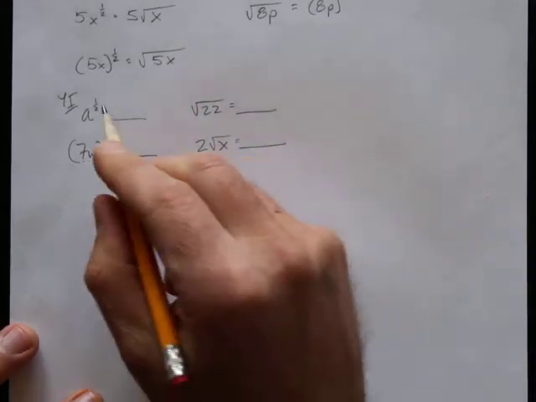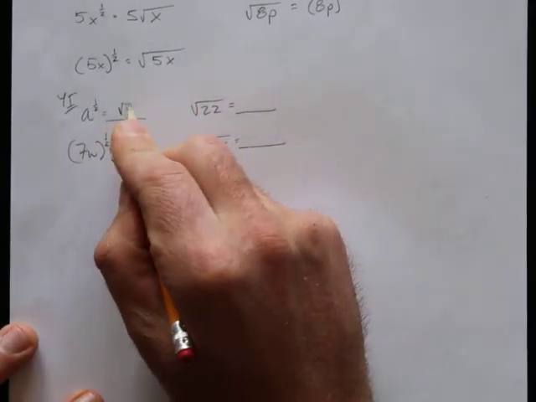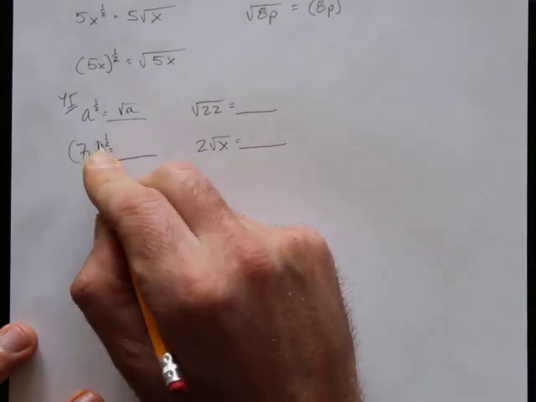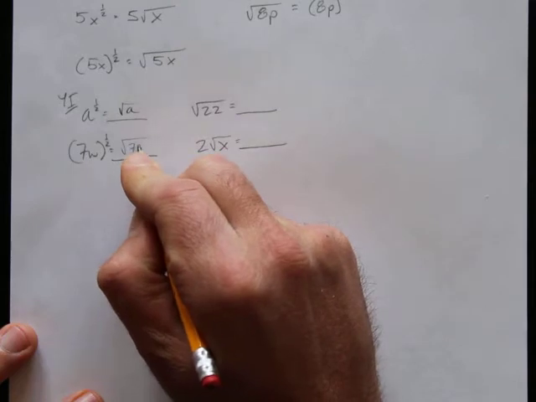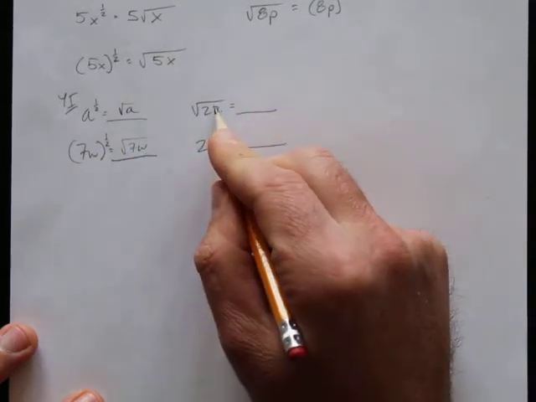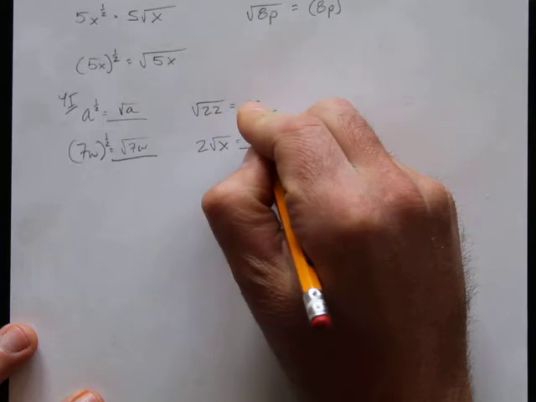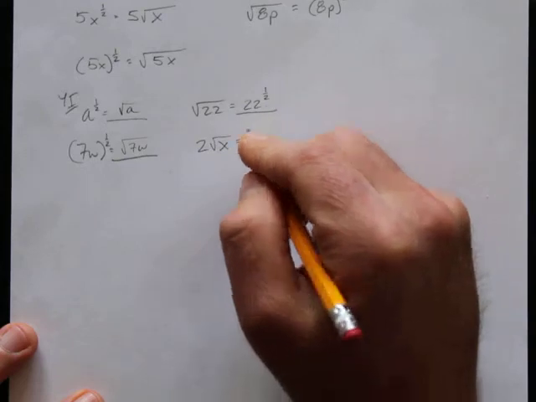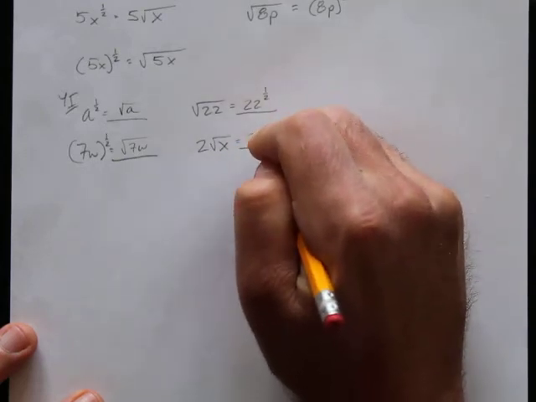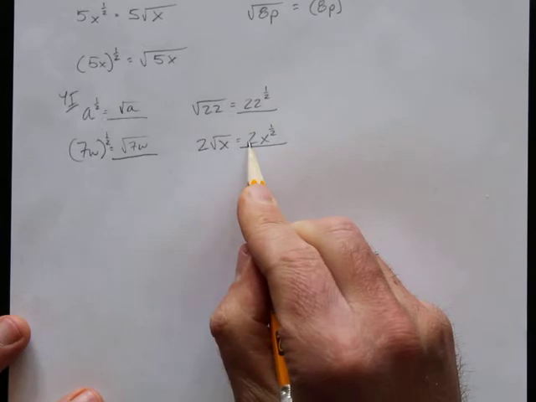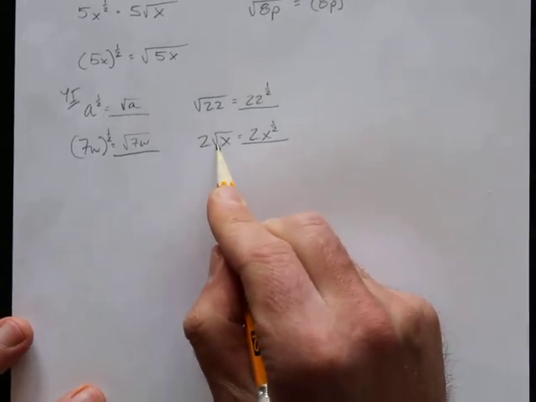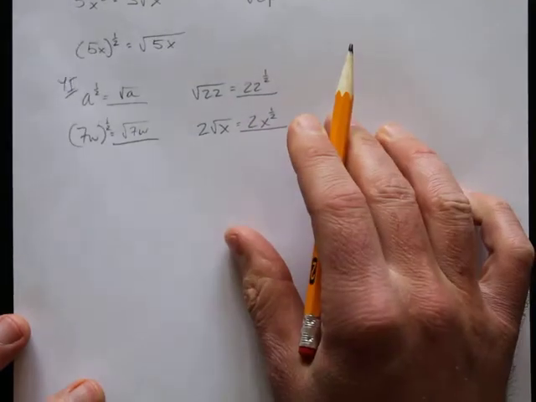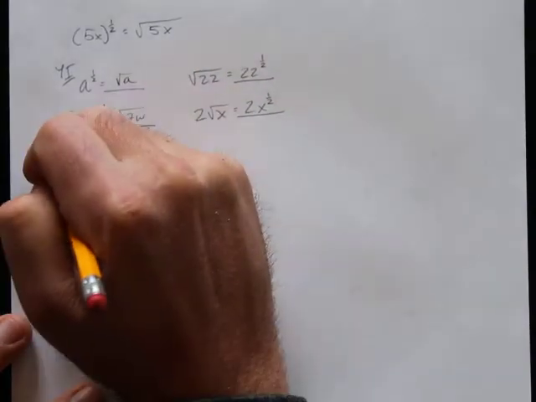All right, let's see how you did. a to the 1/2 power is the square root of a. 7w to the 1/2 power, notice that this is in parentheses, is the square root of 7w. The square root of 22 can be rewritten as 22 to the 1/2 power, and 2 times the square root of x can be rewritten as 2x to the 1/2 power. So remember that this 2 is outside of the radical, so we're not taking the square root of this 2, it's just 2. All right, we're going to keep moving here.